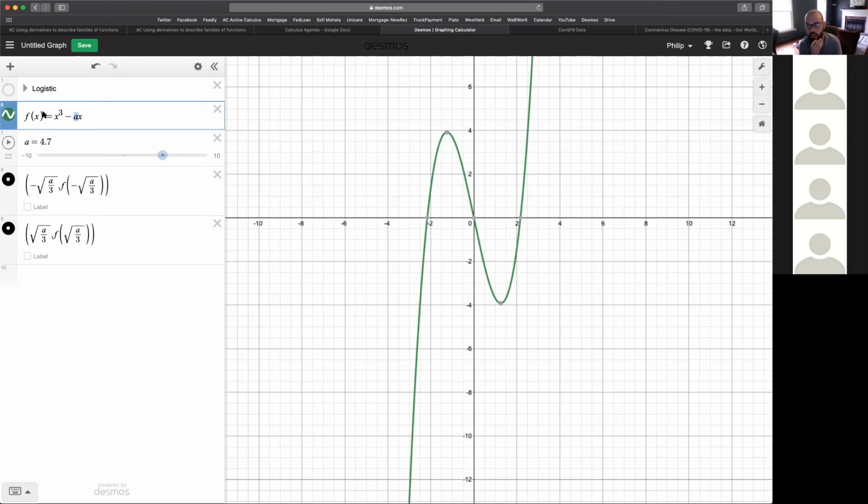Does that clarify what's going on here? It's not going to be a fixed number. It is fixed in the sense of a parameter, so it's always going to be this, but depending on what a is, this will change.